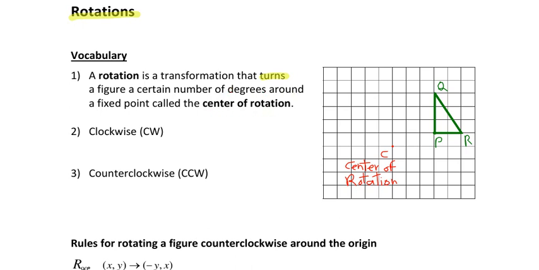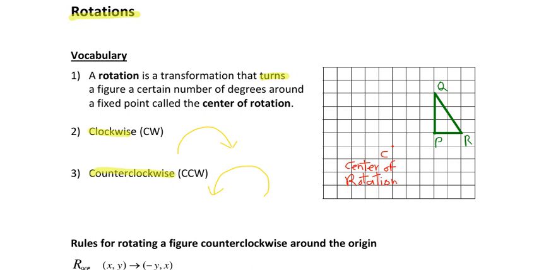So if we're doing that movement, turning, the movement could be done clockwise. That means according to the movement of the clock, which means you're kind of moving sort of to the right, like this. Or it could be done counterclockwise, which is the opposite of the movement of the clock, which is sort of to the left, that way.